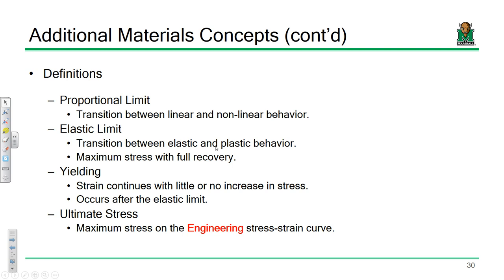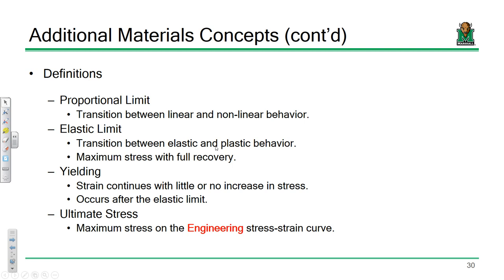Okay, some definitions. So proportional limit. The proportional limit of a material is the transition between when a material is behaving linearly and when a material is behaving non-linearly.